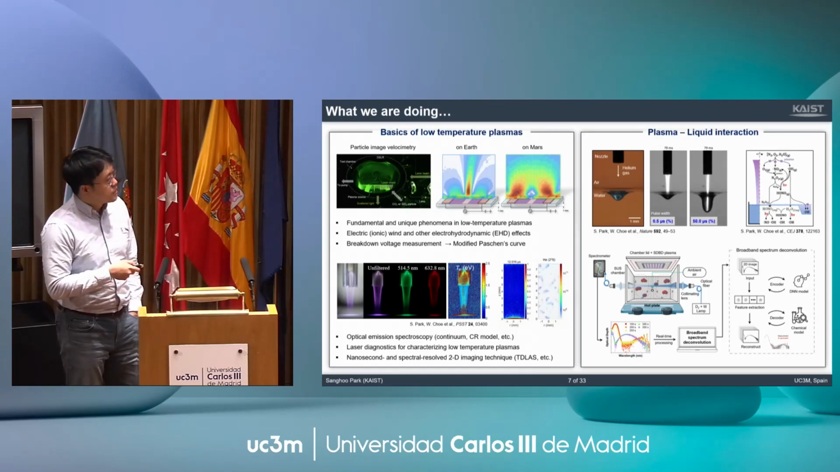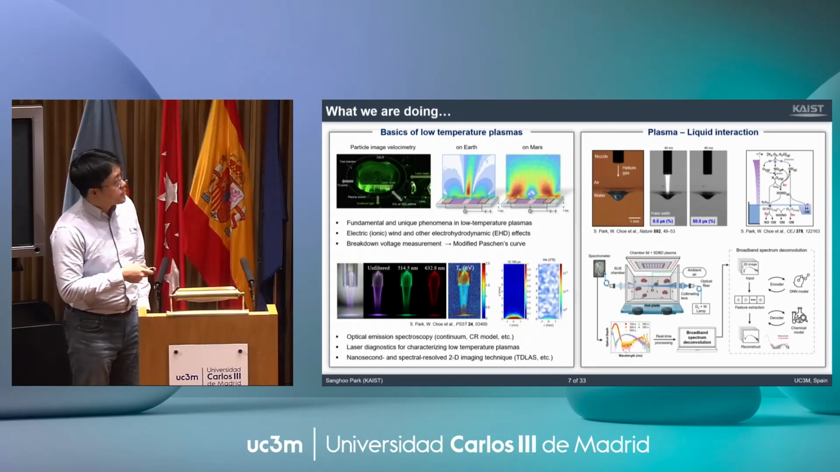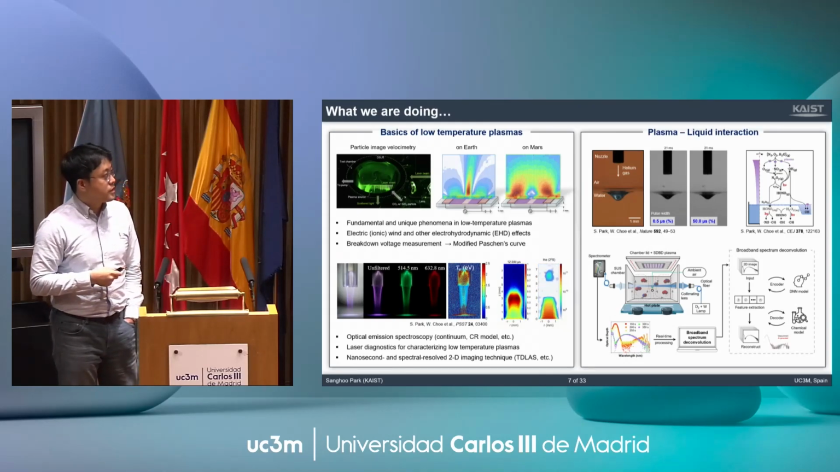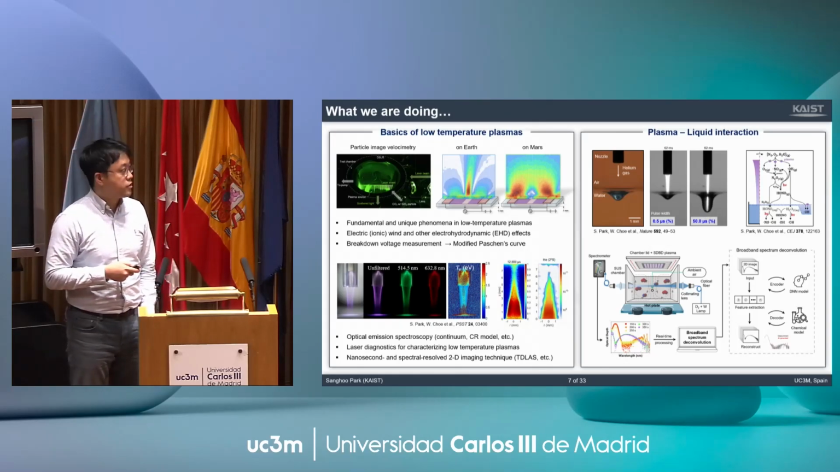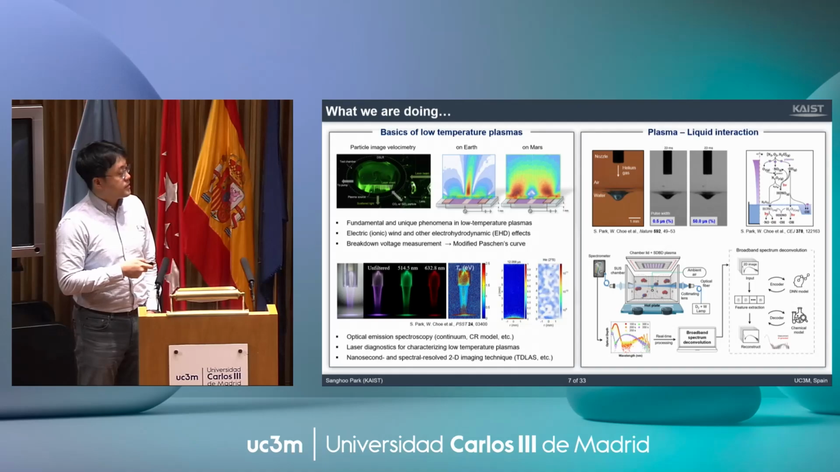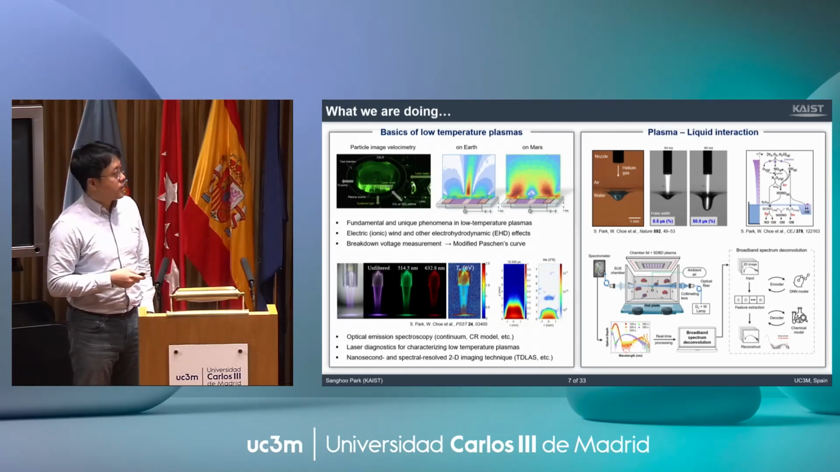This is very small, but this black one is experimental data, and this red solid line shows the AI generated spectrum we have. Okay, so they are matched very well.